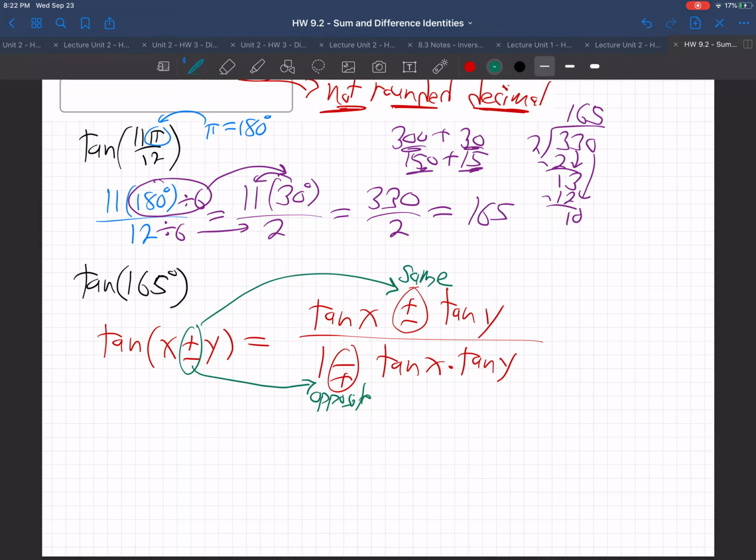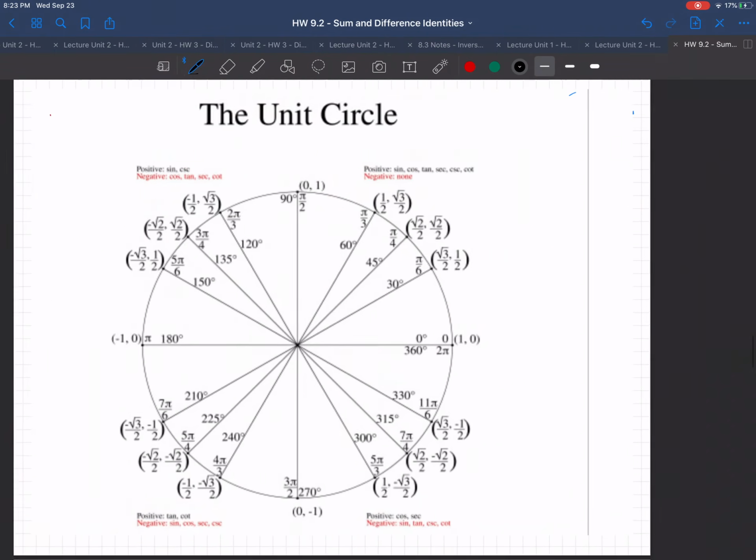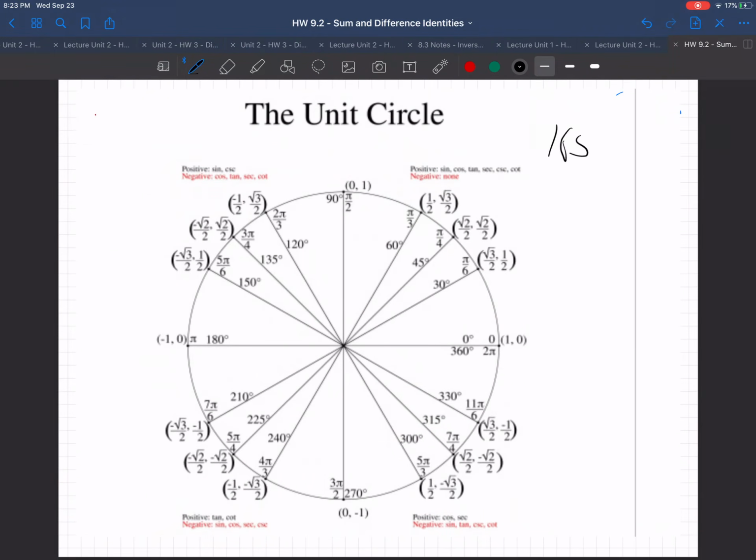Okay, so how are we going to do this problem? Well, somehow we've got to have an x and a y that make 165 degrees. How can we do that? How can we have an x and a y that make 165, either adding or subtracting? And we've got to use these angles we know on the unit circle. How can we make 165 degrees by adding or subtracting a couple of these angles? Well, there's a couple of ways we could do it. We could take 135 and add 30, right?